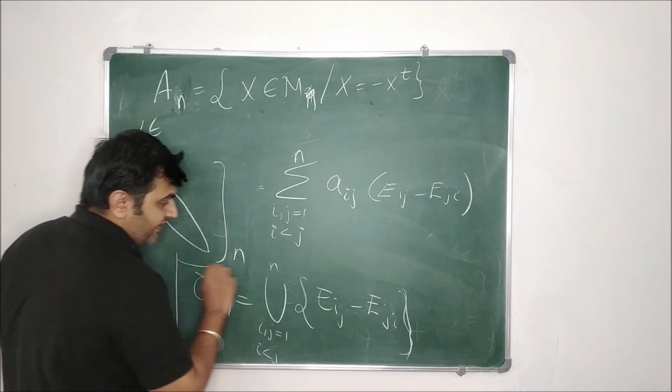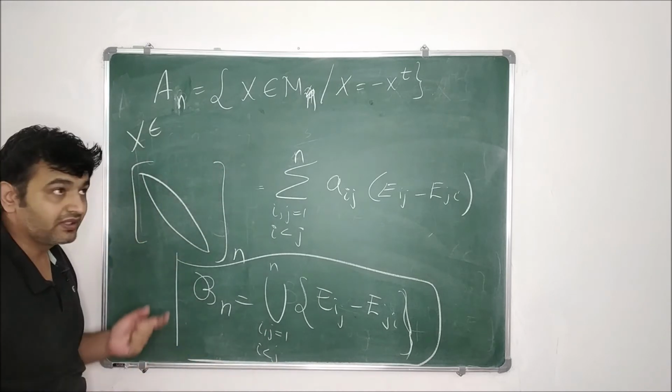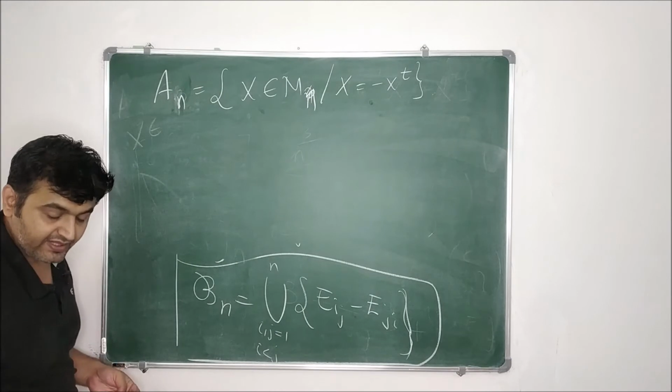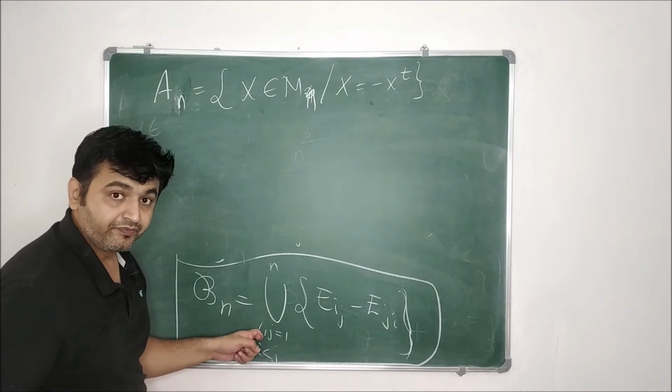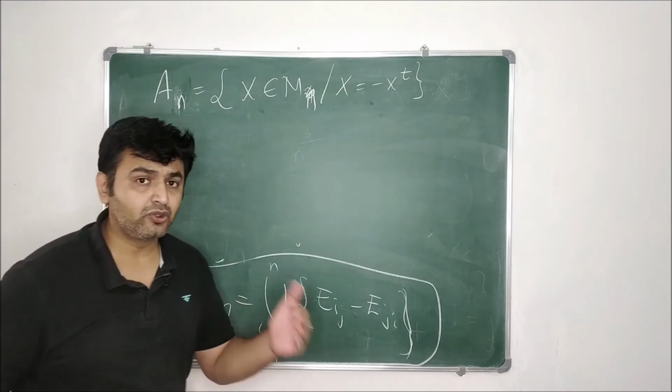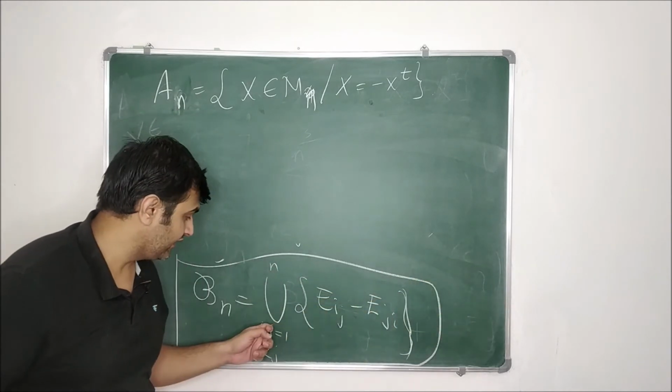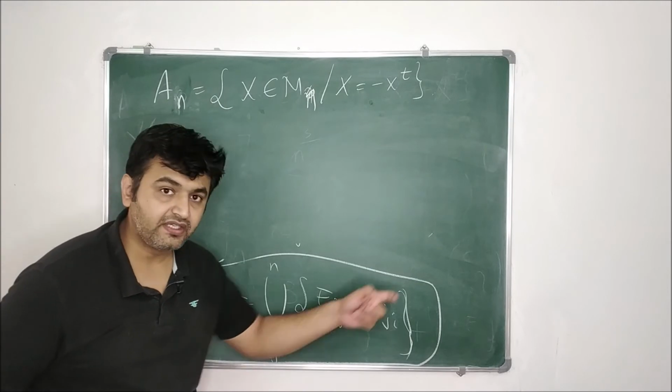And how many entries are here? Now let's try to calculate the dimension, again with the same technique. When my I is 1, what can J be? J can be 2, 3, 4 up to n. J can't be 1, but it can be everything else. So you have 1 2, 1 3, 1 4, everything.